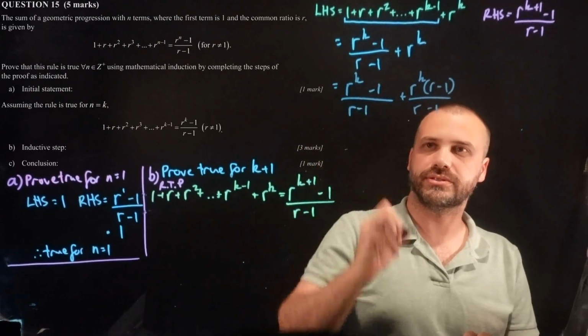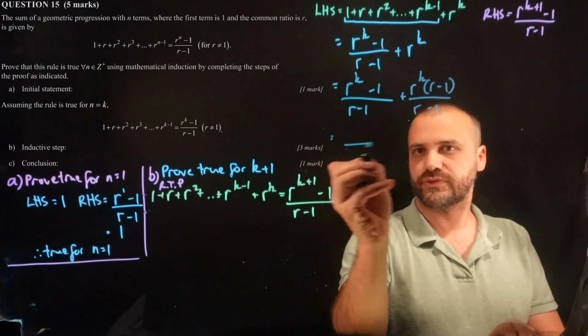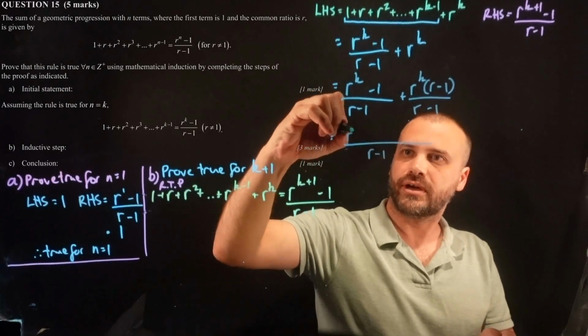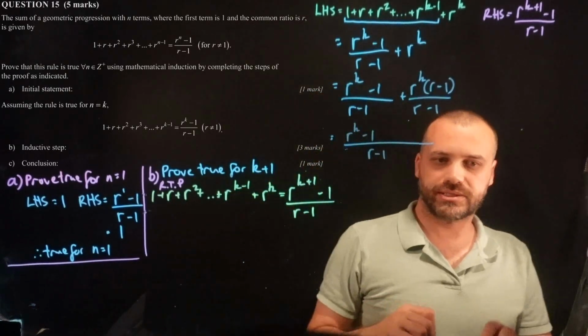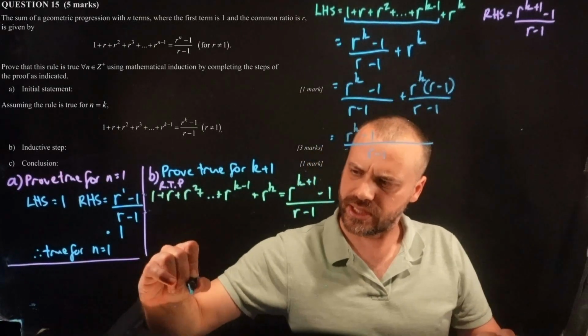R minus 1, r minus 1. And now I'm going to do two jobs here. First of all, it's a single fraction now, over r minus 1. I've got this r to the k minus 1 still in business, and then I can do r to the k times r. Let's think about that for a second.